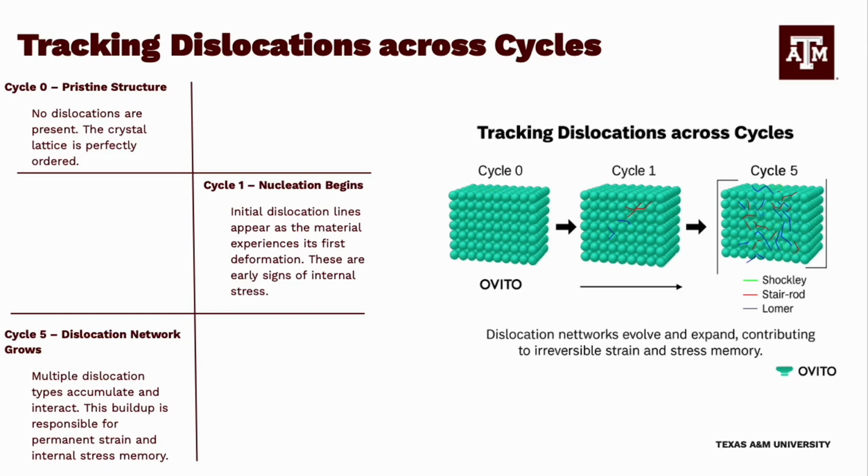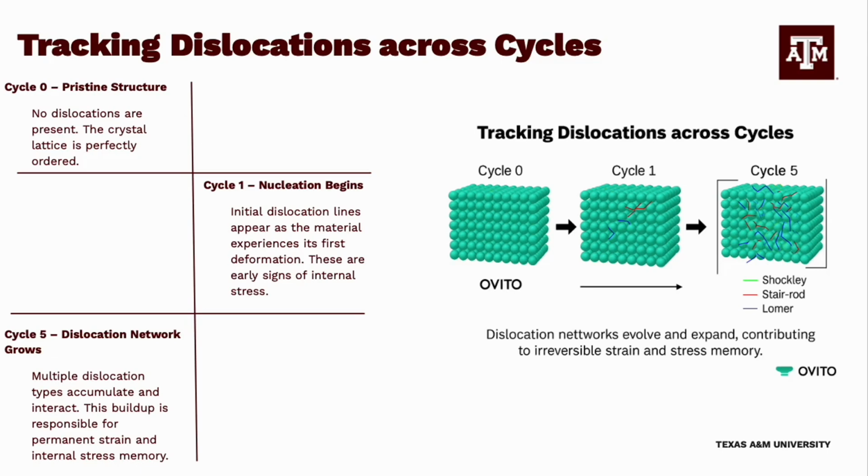Tracking dislocations across cycles. To understand why residual strain appears, I use Ovito's DXA tool to extract dislocations from atomic trajectories. At cycle 0, the system is perfect. No dislocations, no lattice defects. After the first cycle, we begin to see dislocation loops forming, especially near regions where transformation is initiated. By cycle 5, there is a dense, tangled network of dislocations running through the structure.